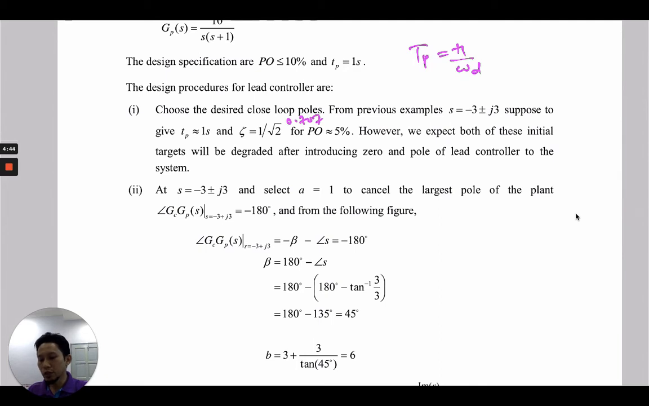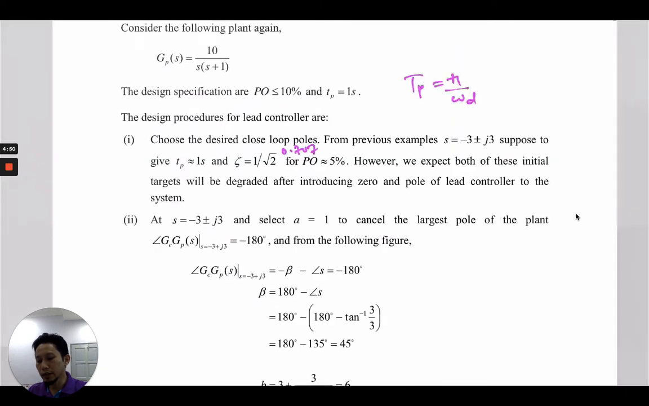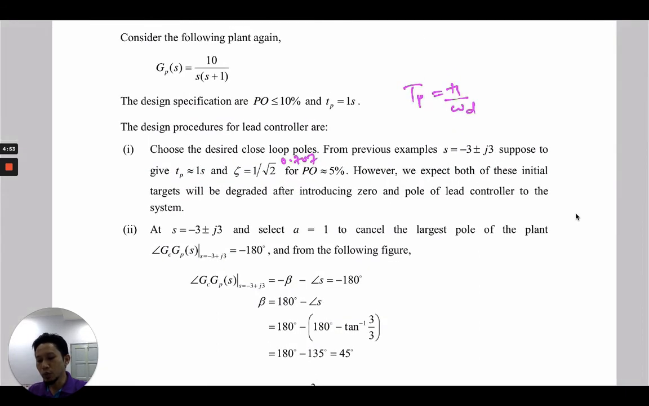At s = -3 ± j3, we select a = 1 to cancel the largest pole of the plant. So we have Gc = Kc (s + a)/(s + b). We select a = 1 so that we can cancel the pole of Gp with the zero of Gc.